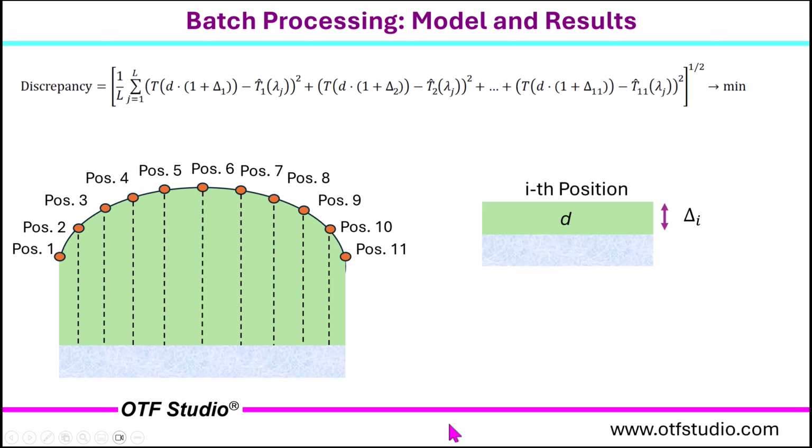In the characterization process, I assume that the refractive index of tantalum is known accurately, and there are deviations at different positions from the plane thickness D. And these deviations, of course, are different for these positions, and the goal of this characterization is to find these deviations. So the discrepancy function will estimate the closeness between model and measurement data and will be minimized during the characterization process.